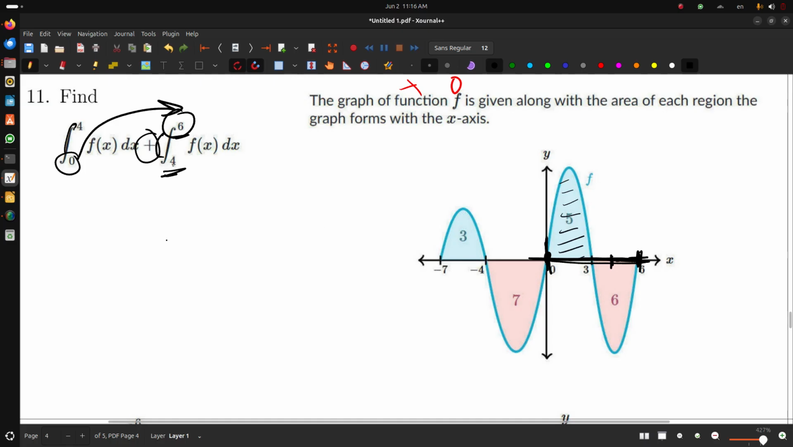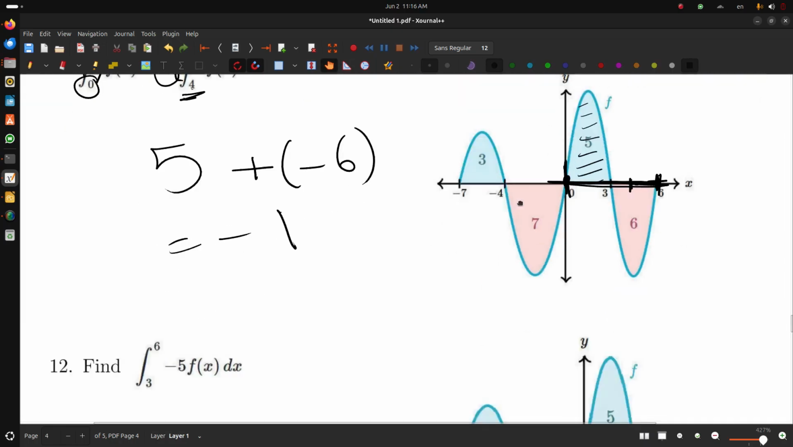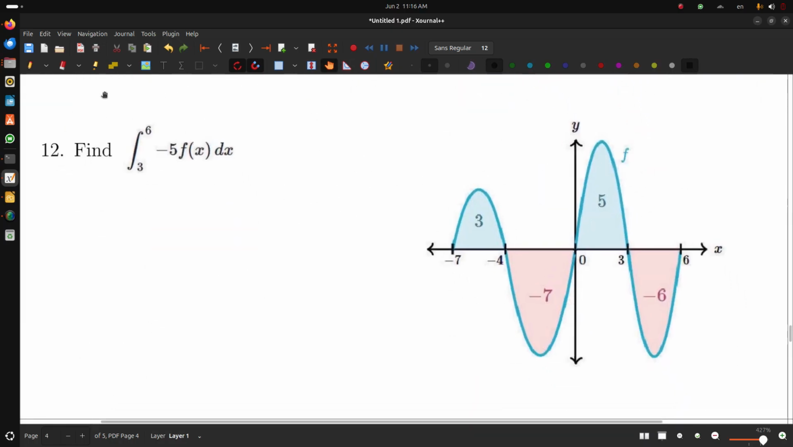You will take the numbers. If it was above the x-axis, it's positive, so it will be positive 5, and you will add it to the other number, but it's below the x-axis, so it will be negative 6. So the answer will be negative 1. It's that easy. You will have to locate the areas. Above the x-axis is positive, below the x-axis is negative. Okay, what about this one?